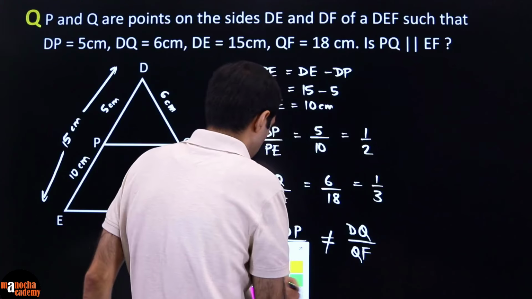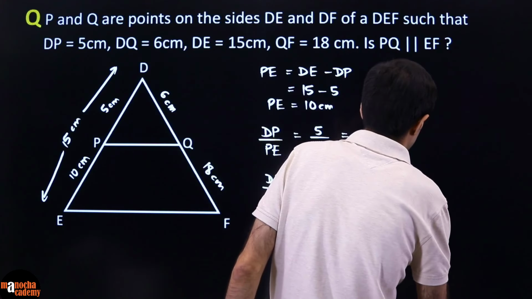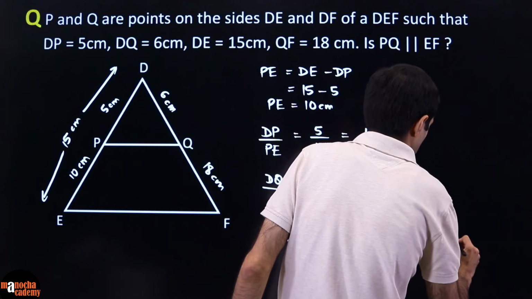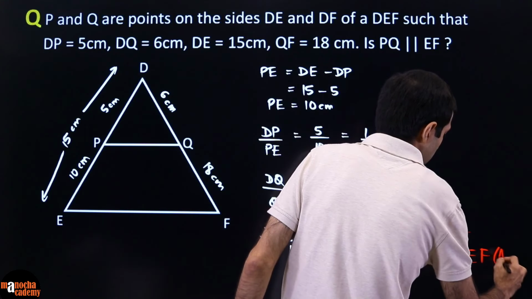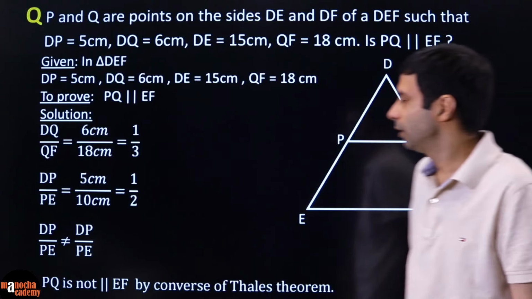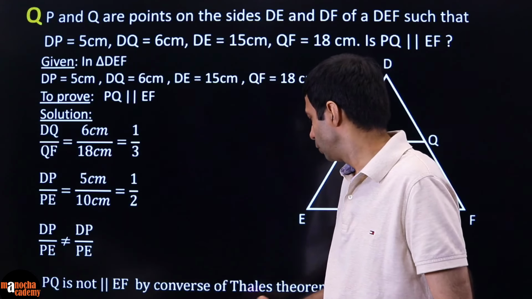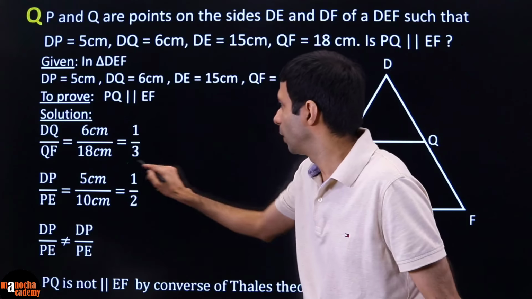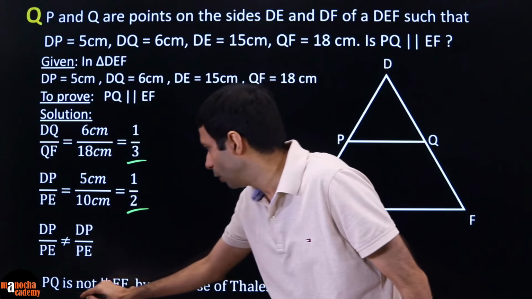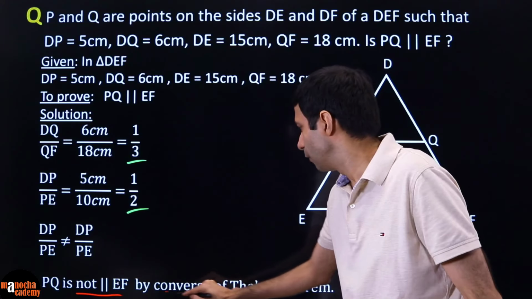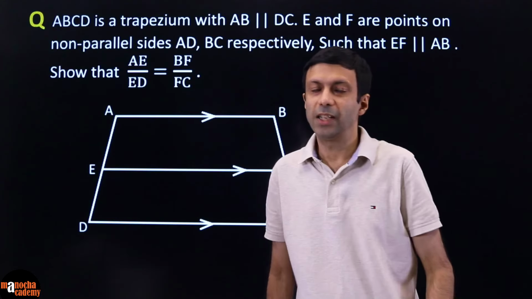So therefore the answer is going to be, therefore PQ is not parallel to the side EF, and this is the final answer. So see, that's how we do it. We find the ratios here, and you saw the ratios are 1/3 and half. So we can clearly say that they are going to be not parallel by converse of Thales theorem. Let's look at the next question.